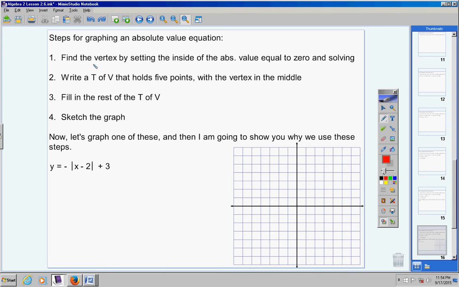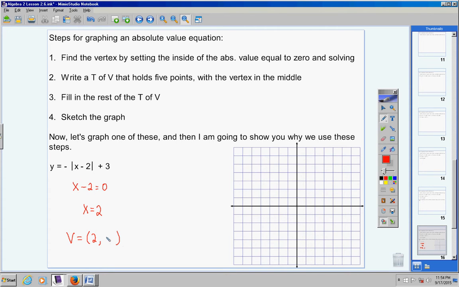Now, step 1 is find the vertex by setting the inside of the absolute value equal to 0. Well, here's the inside of the absolute value. Do you see it? Isn't that the inside? Sure it is. So we take it and we set it equal to 0 and we solve. So x minus 2. Set it equal to what? 0. That's what it says, guys. Set the inside equal to 0 and solve. Bring the 2 over and make it a positive 2. So our vertex so far is 2, comma, blank.